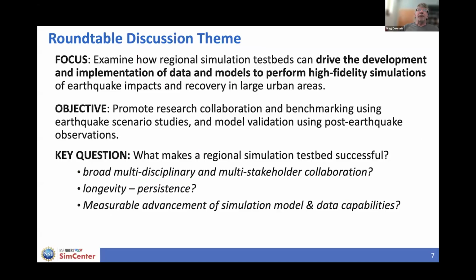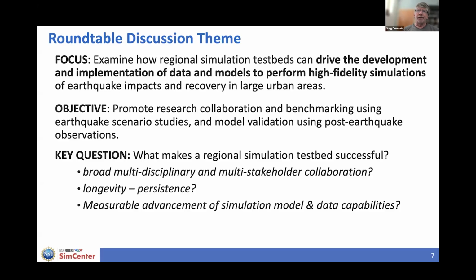In terms of our discussion today, we'd like to examine again how these regional simulations, in particular earthquake, can really drive the development and implementation of data and models, advancing research and getting that into practice for these high resolution, high fidelity simulations. And so the goal in a testbed in particular is to facilitate this collaboration and benchmarking, going from hazard into recovery type models. During today's discussion, I'm going to introduce speakers in a minute that have some presentations to help prompt a number of questions we'll be looking at.